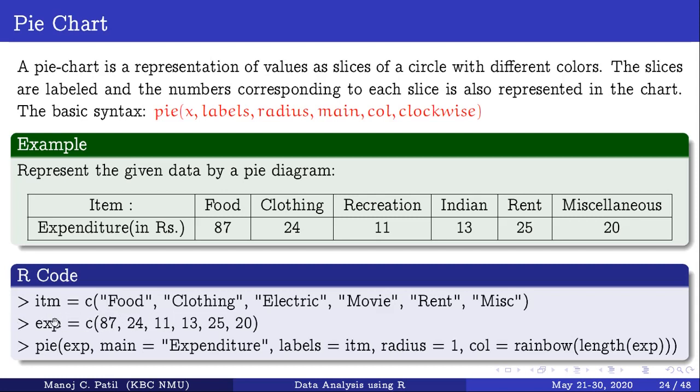I should have used another variable name, as exp is already a built-in function, so that's my mistake. Radius, it is the radius for that pie chart circle. Of course, it is optional. Title of the chart main, color, whatever color you wanted to give that. Okay, and whether you want it clockwise or anti-clockwise, so it is true or false type. Here is the code.